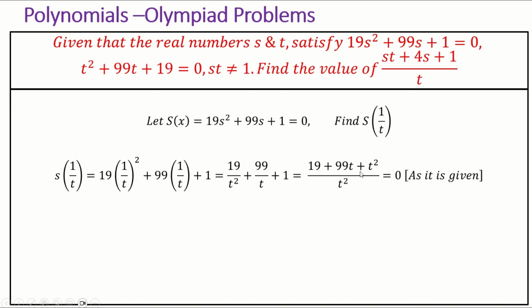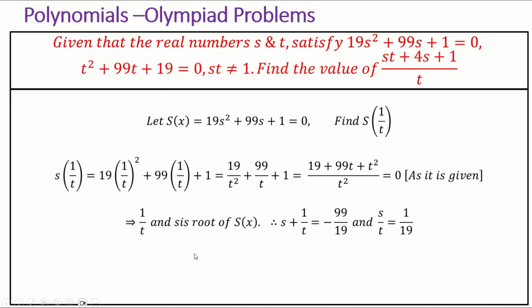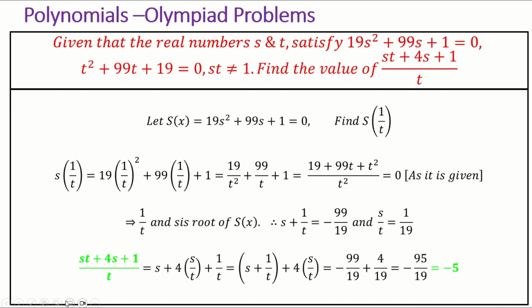Correct. So if you see the second expression here, the numerator is nothing but this expression, right? So 1 by t is a root of S of x, correct? This is what we proved because this is given as 0. So the numerator is 0, so this is a root. So s plus 1 by t equal to minus 99 by 19, and s into 1 by t equal to 1 by 19. Now we know these two values. You find out from the given expression how to get it with these two values.